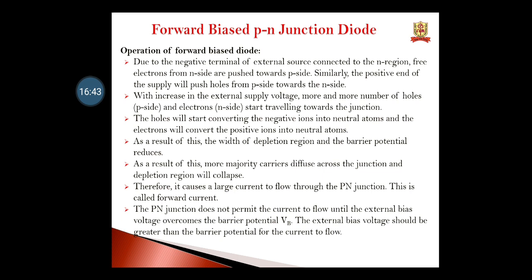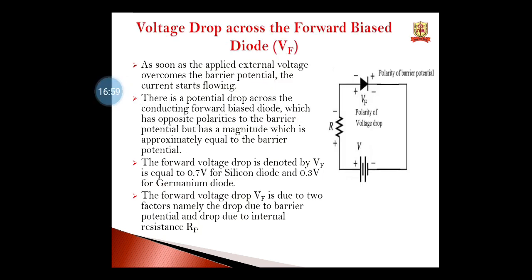The PN junction does not permit the current to flow until the external bias voltage overcomes the barrier potential VB. The external bias voltage should be greater than the barrier potential for the current to flow. That means, as the diode is formed, there is an electric field across the depletion layer. If it is silicon, then it is 0.7 volts. So the voltage supply or power supply which you are connecting across the diode should be more than 0.7 volts, then only the current will flow through the diode.